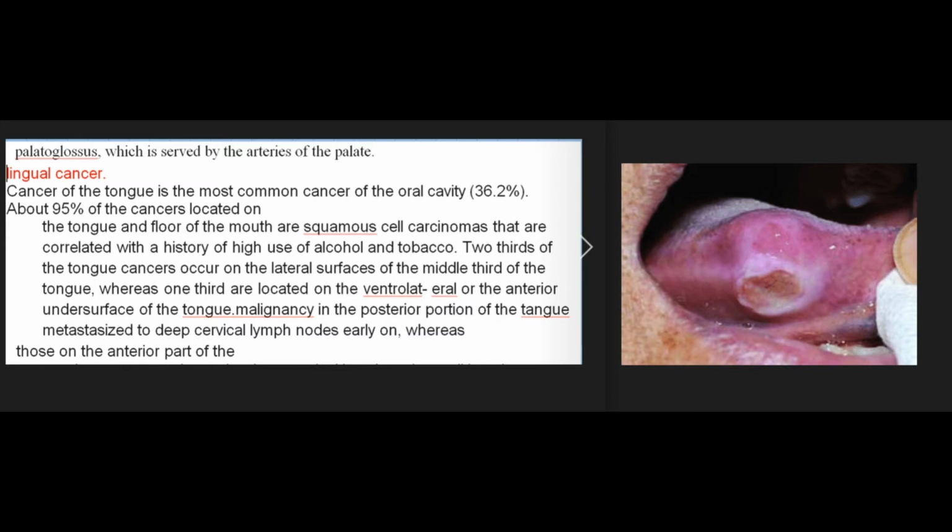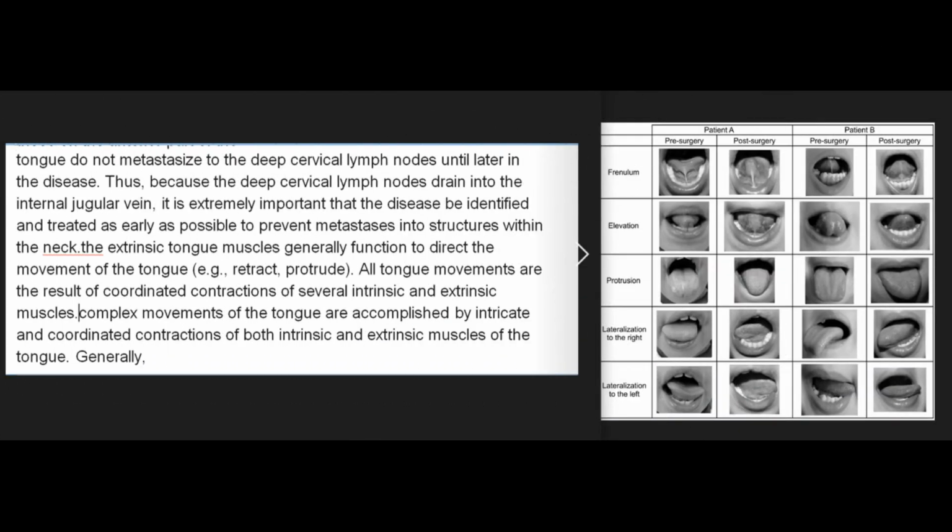Malignancy in the posterior portion of the tongue metastasizes to deep cervical lymph nodes early on, whereas those on the anterior part of the tongue do not metastasize to the deep cervical lymph nodes until later in the disease. Thus, because the deep cervical lymph nodes drain into the internal jugular vein, it is extremely important that the disease be identified and treated as early as possible to prevent metastases into structures within the neck.